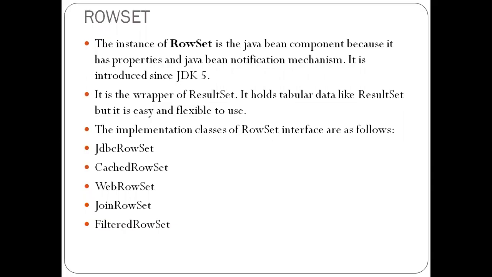And result set does not support event handling, whereas row set supports event handling. And result set interface is given in the java.sql package, whereas row set interface is given in the javax.sql package. And result set interface is given by Sun and the implementation classes are given by the vendor, whereas row set interface and implementations are given by Sun. So this is about the row set interface. We'll see some examples here.